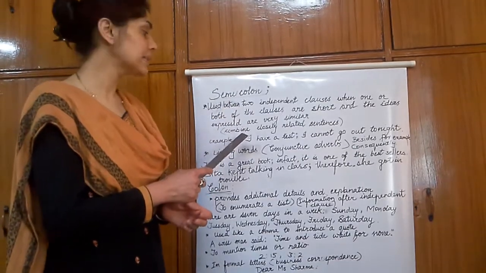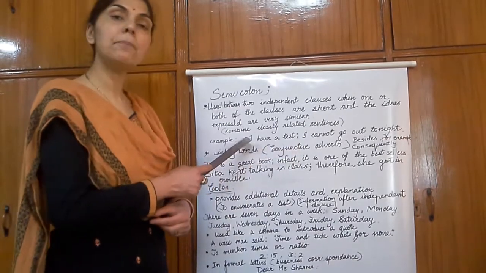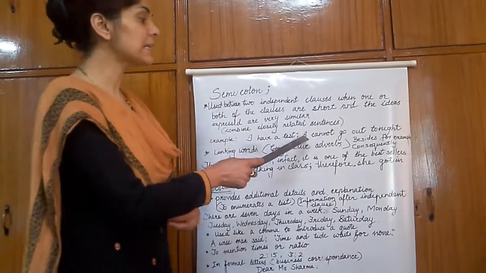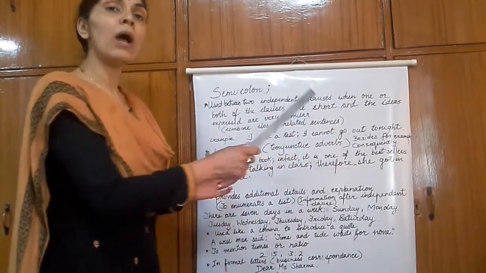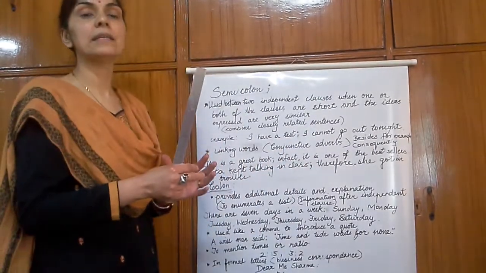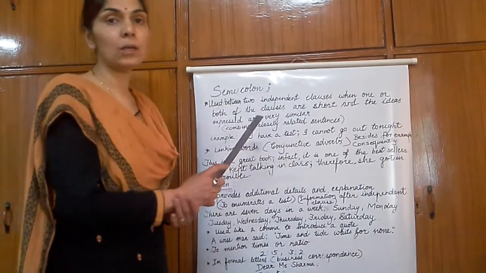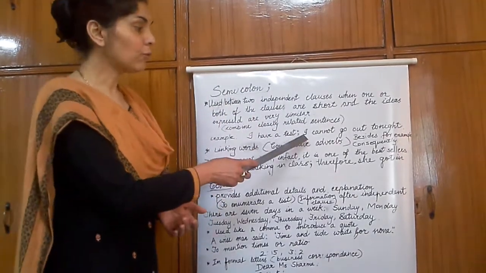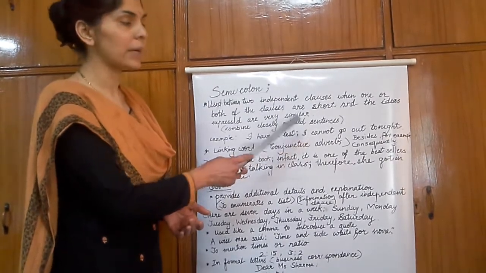I have written an example for you. I have a test. This is one complete independent sentence. There's another sentence written here: I cannot go out tonight. Now you have combined these two sentences into one sentence by the use of a semicolon. Here you have to start the new sentence with a small letter, but as it was "I" written here, that is why it is capital.